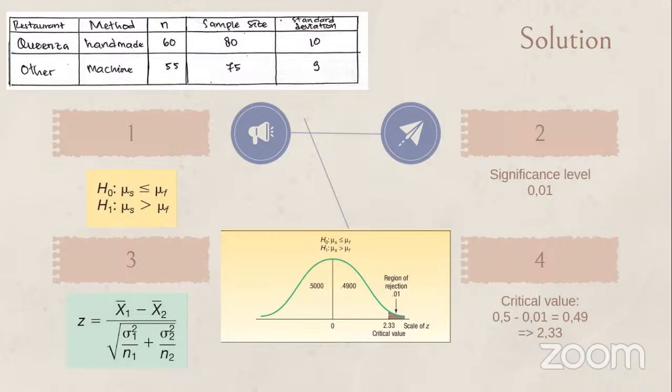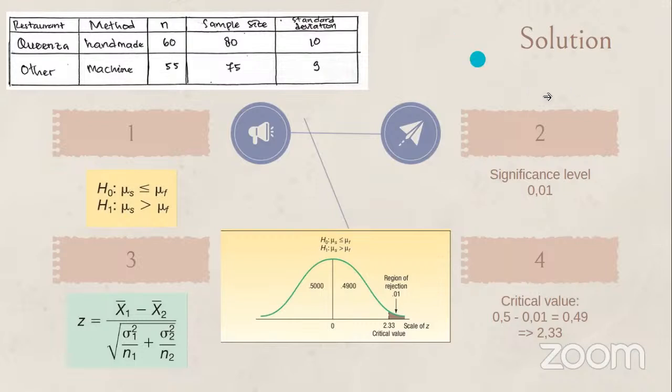The solution is, first, we state the H0 and H1. For this case, H0 is mu s less than or equal to mu f. H1 is mu s more than mu f. Second, we determine the significance level. In this case, I choose 0.01.